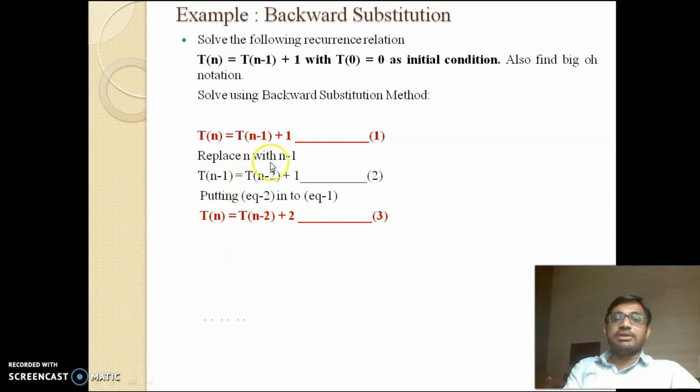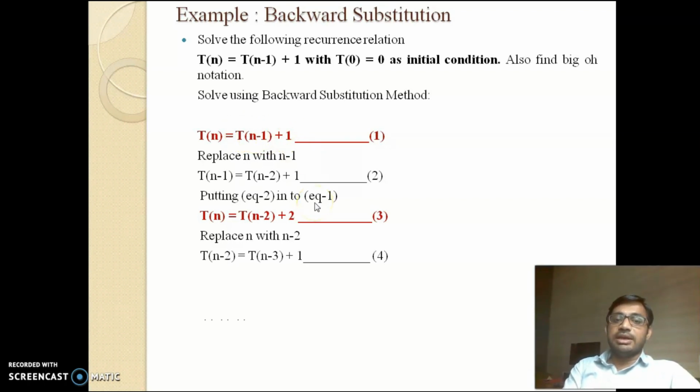Here we have replaced n with n minus 1. Now again find the backward of backward value, that is we have to replace n with n minus 2. So replace n with n minus 2 in our equation number 1. So when we put n minus 2 in place of n, then we get T of n minus 2 is equal to T of n minus 2 minus 1. So it will be T of n minus 3 plus 1.